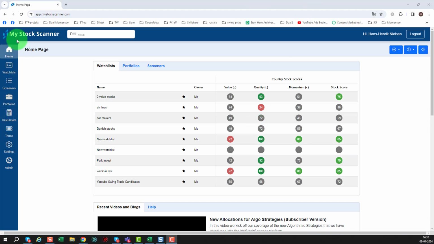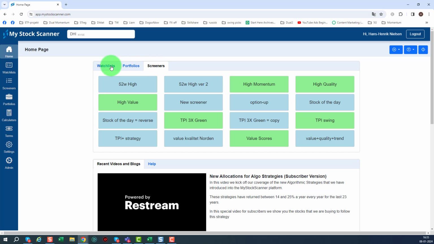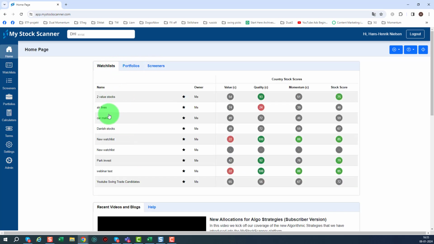And first of all, when I go into MyStockScanner, as you know, we have the watch lists here. We also have portfolios, we have screeners. But normally I have a couple of watch lists that I go through and that could be interesting swing trading candidates or stocks that I am thinking about putting on an option position on. It could be a credit spread, a cash secured put, something like that. When I have done that, just quickly looked at the stocks, I might do some screens.